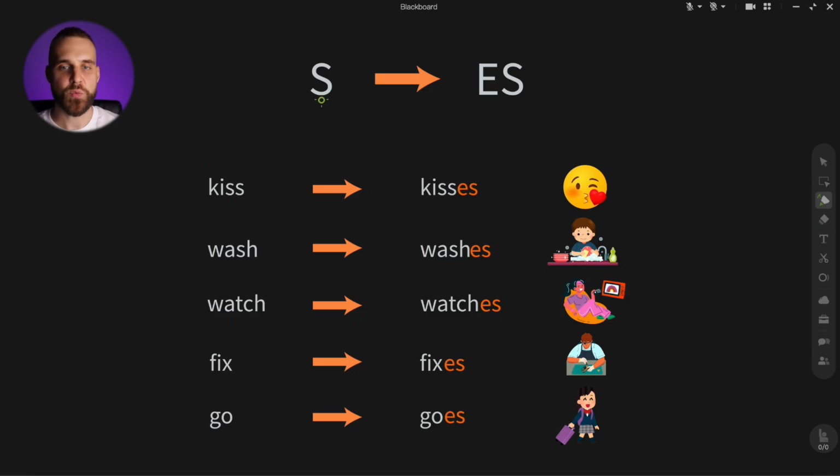Now, one more thing that you may have noticed. Sometimes we don't just add s, we add es to the verb. But why? It happens when the verb ends in double s, like kiss, kisses, sh, like wash, washes, ch, like watch, watches, x, like fix, fixes, or o, like go, goes. We do this because it's easier to pronounce.